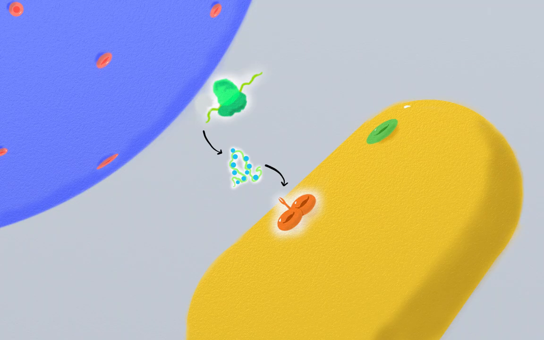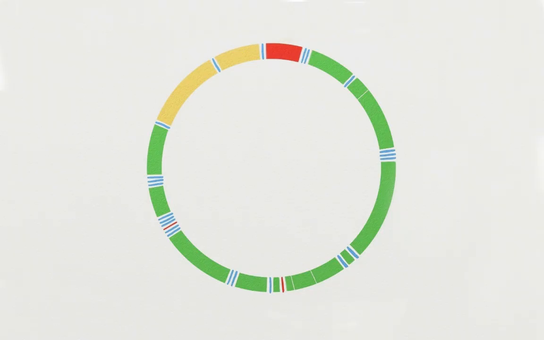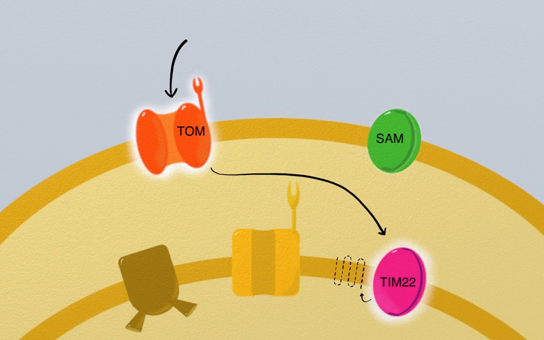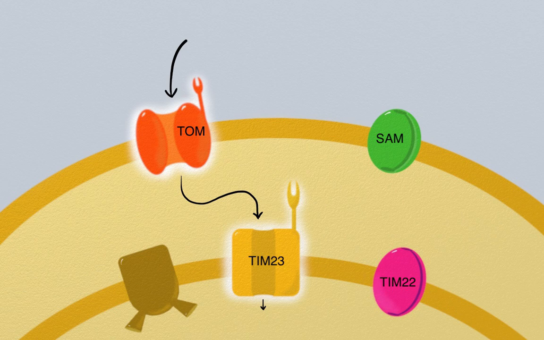So, to review, proteins in the mitochondria come from two sources: the nuclear genome and the mitochondrial genome. All proteins translated in the cytoplasm are transported through the Tom complex, regardless of their final destination in the mitochondria. Some proteins remain in the intermembrane space. Some are inserted into the outer membrane by SAM, or into the inner membrane by TIM22, and some are brought into the matrix with the help of TIM23.